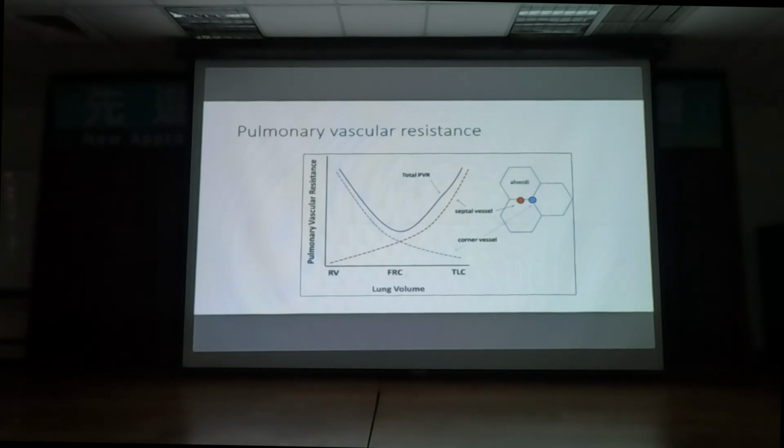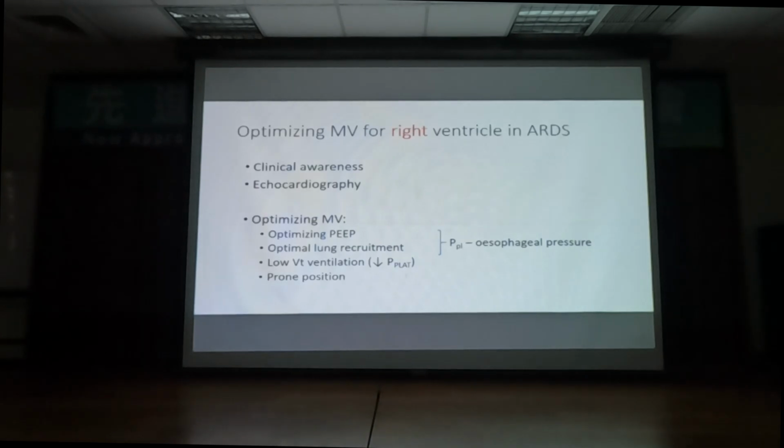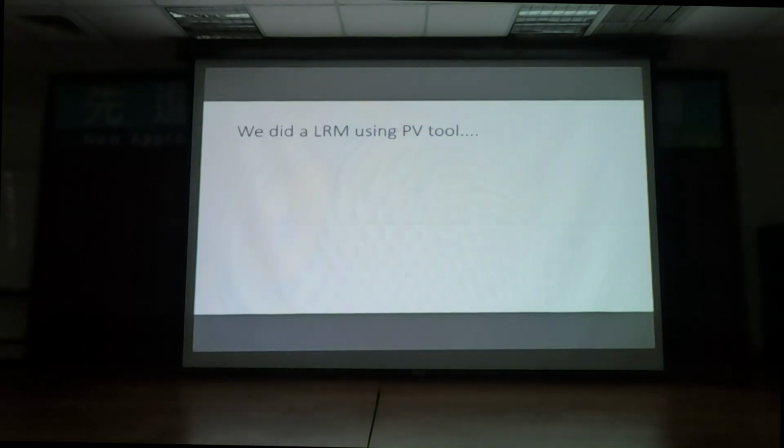So if I can reconstitute the FRC with a good lung recruitment maneuver, I will lower pulmonary vascular resistance and paradoxically, even with higher PEEP, unload the work of the right heart. And this is like that. So how to optimize your mechanical ventilation for the right heart? You have to think about it. You have ultrasound, optimize PEEP, remember point 1, optimize lung recruitment, then use low plateau pressures and use prompt positioning.